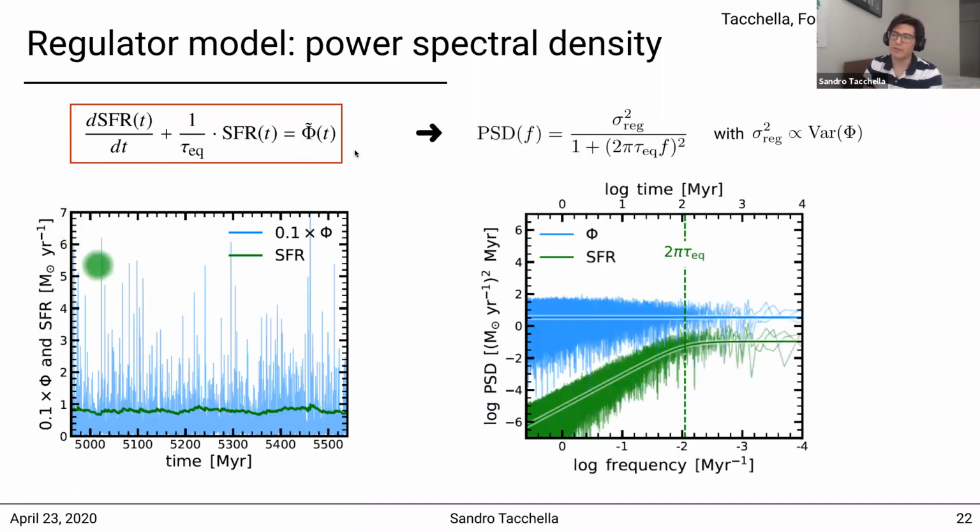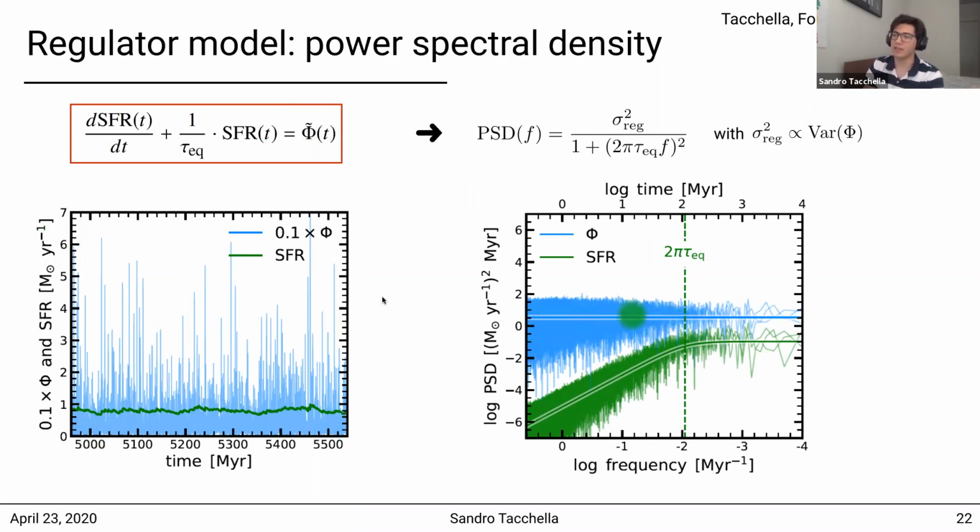So what we assumed here is that the power spectrum density of this inflow rate is a constant. So this is a so-called white noise process. So this is just a constant power spectrum density. You can see that as a function of frequency or time scale. Basically, there is an equal amount of power on all frequencies or time scales.